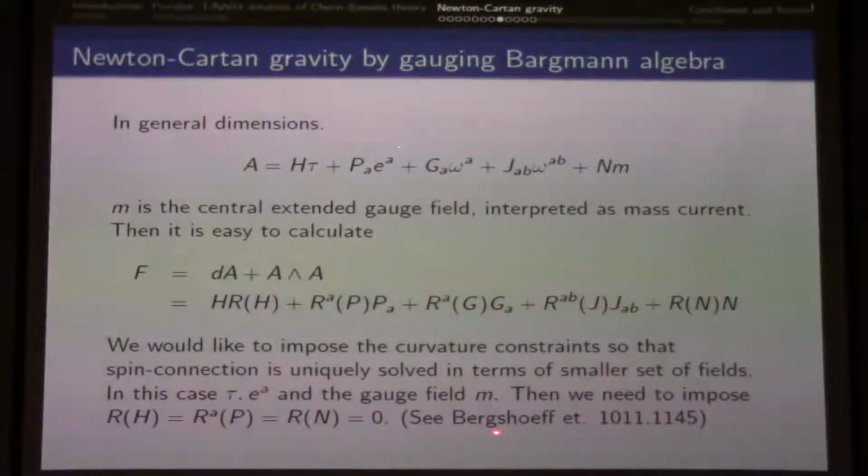What Eric Bergshoeff and his collaborators did in 2010 was impose a similar torsion-free condition, R(H) and R(P) equal to zero, so that I can solve the spin connection in terms of the vielbein. But this fails, because in the c goes to infinity limit, something goes wrong as your metric becomes degenerate. The resolution they provided is that if I add this U(1) gauge field, I can solve the spin connection from the vielbeins together with the U(1) gauge field. So I impose these three conditions so that I can guarantee my metric-like description is physically meaningful.